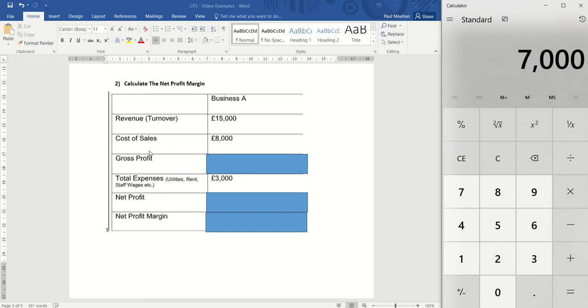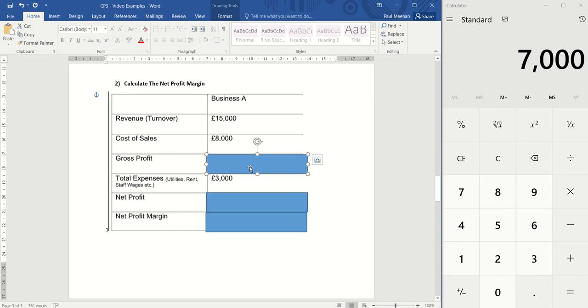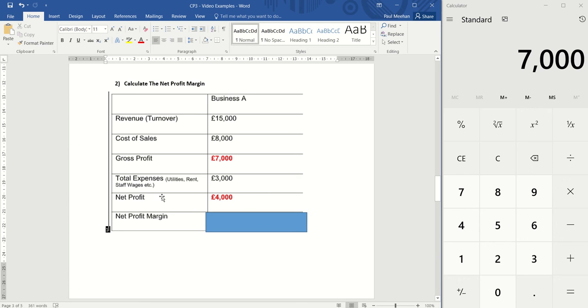So the cost of sales were 8,000. I took that away from the 15,000 turnover. I'm left with £7,000. Okay, so that's the gross profit. But obviously we need to now take out the total expenses. So 7,000 minus 3,000. I'm not going to patronise you with this. It's pretty straightforward. It's 4,000. So we now have the business's net profit for that month.